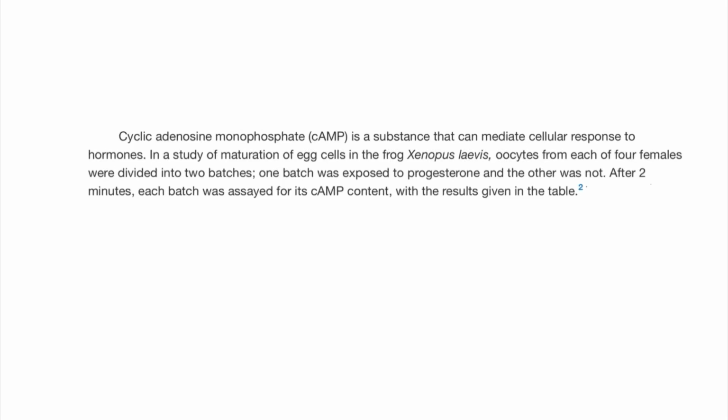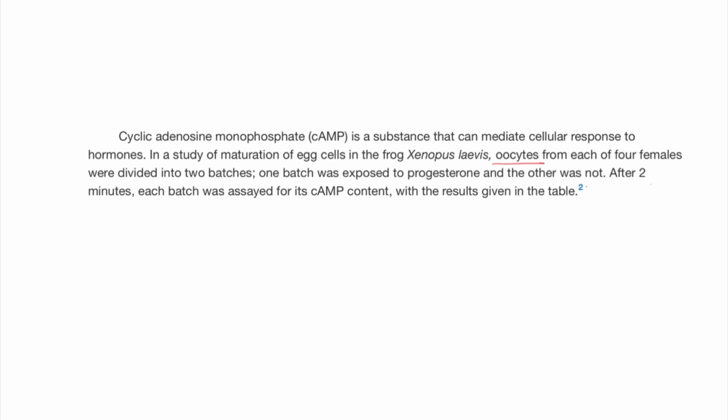So here's a great example of a paired t-test problem. Let's first talk about why we know it's a paired t-test problem. The first question we ask ourselves is always, is this data quantitative or is it categorical? Reading this little paragraph about the actual study, we see that we have oocytes from each of 4 female frogs divided into 2 batches. The batches were exposed, and at the end, they assayed each batch for cAMP content with the results given in the table on the next page.